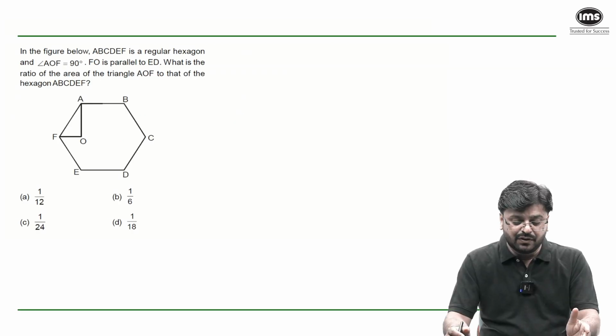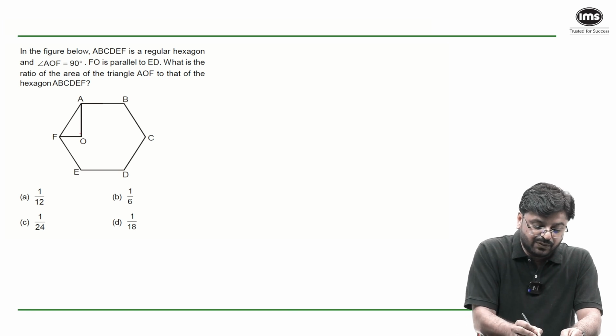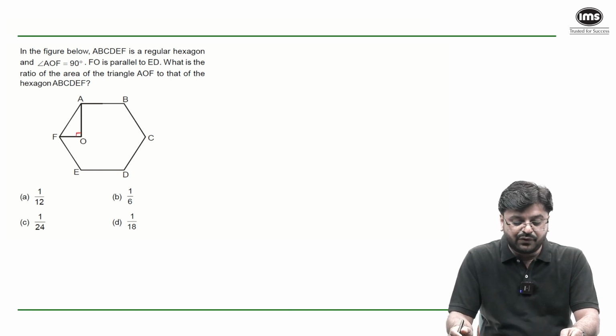In the figure below, ABCDEF is a regular hexagon and angle AOF is 90 degree. So, AOF here is 90 degree. FO is parallel to ED. What is the ratio of the area of triangle AOF to that of the hexagon ABCDEF?